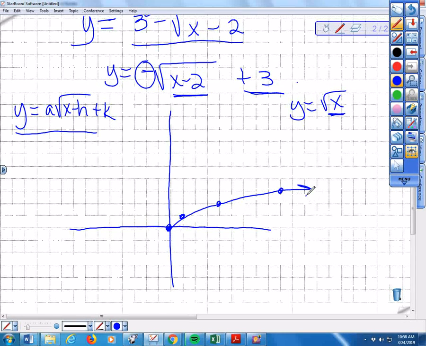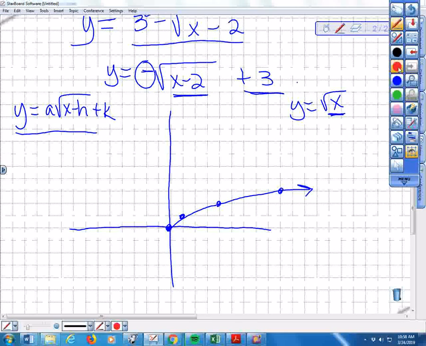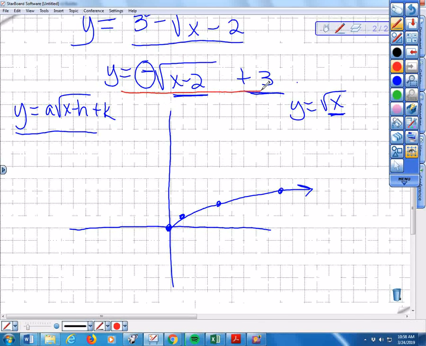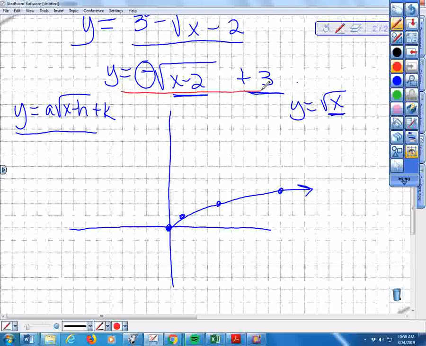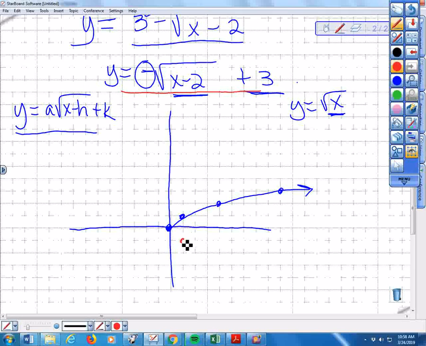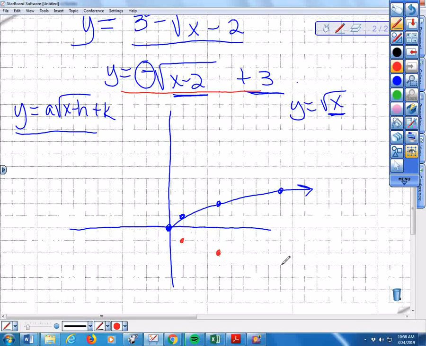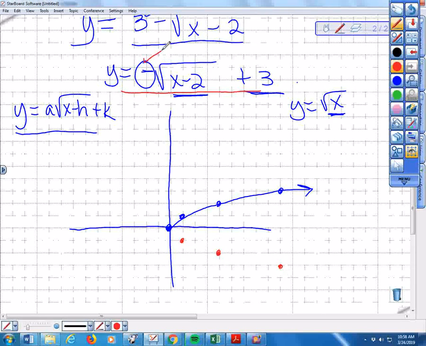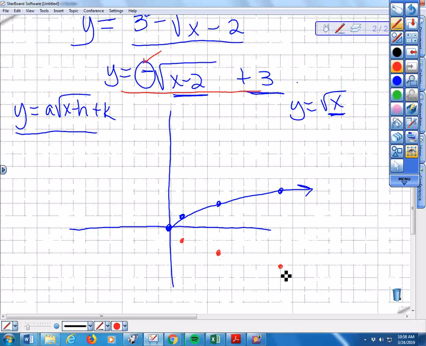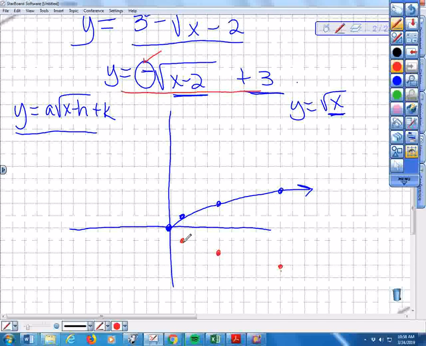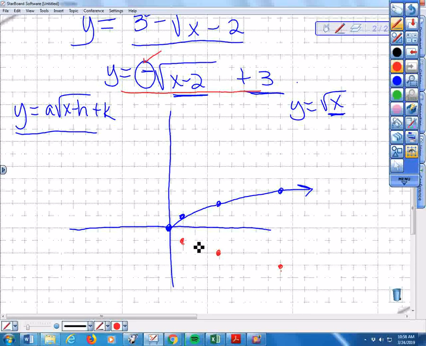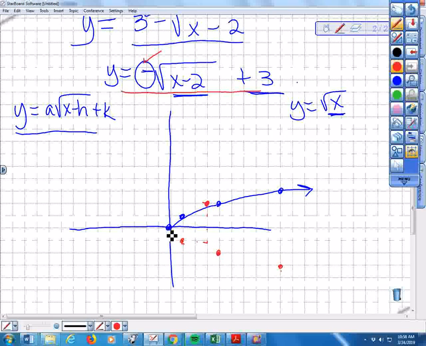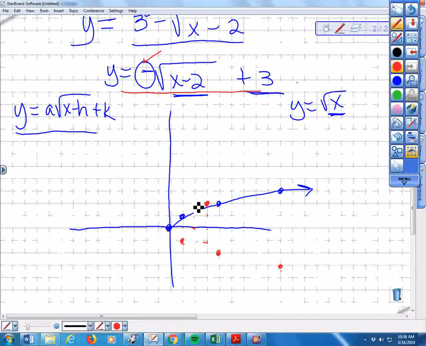Now I'm going to use this to go ahead and graph y equals negative square root of x minus 2 plus 3. So first off, I'm going to flip it. That's what the negative does. So I've taken care of this. Now I'm going to shift each of these flipped points. I'm going to shift this one right 2 and up 3. This one's also going to go right 2, up 3.